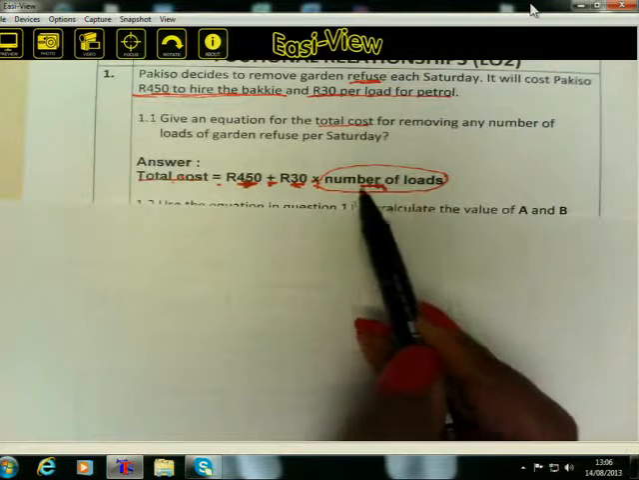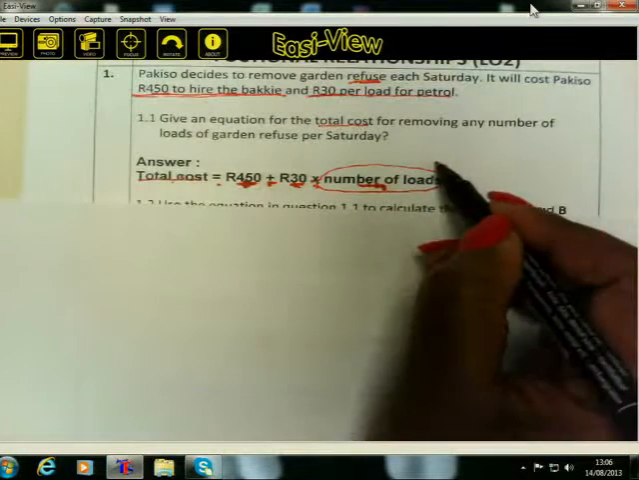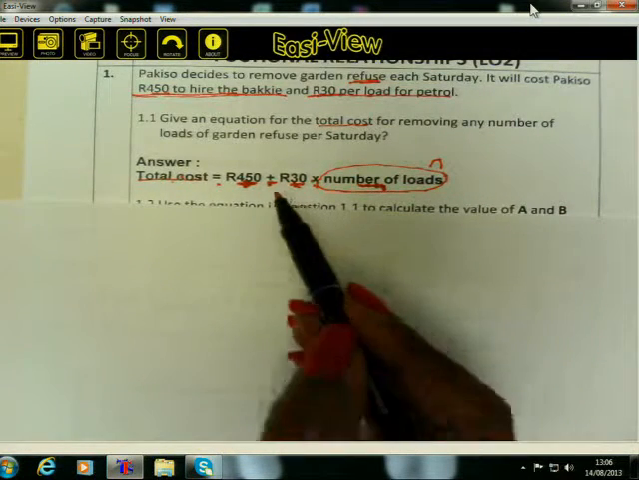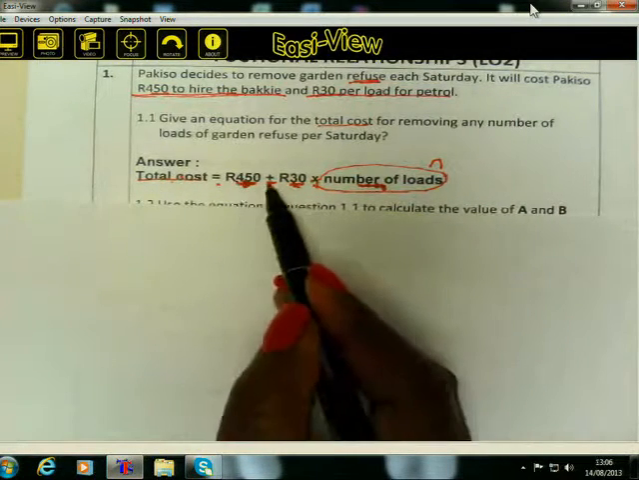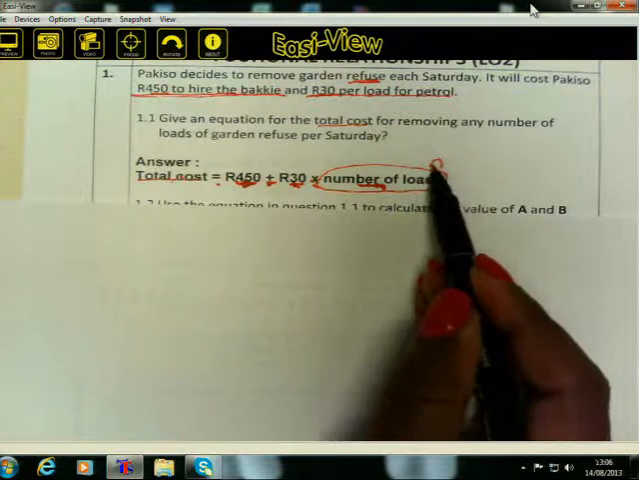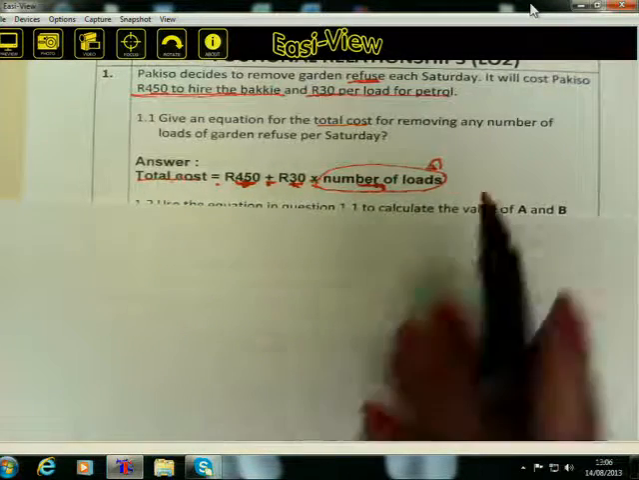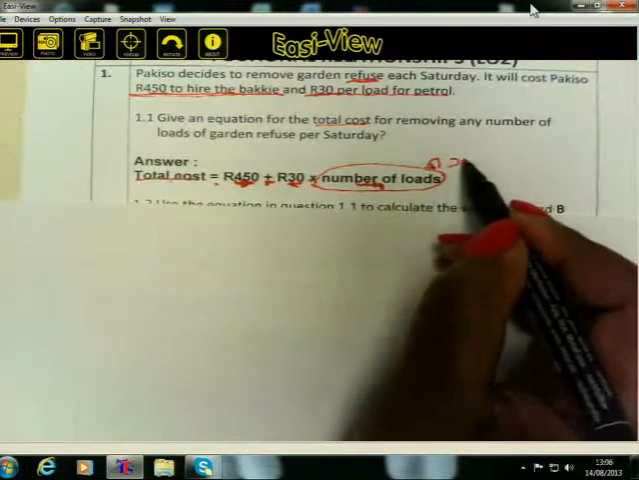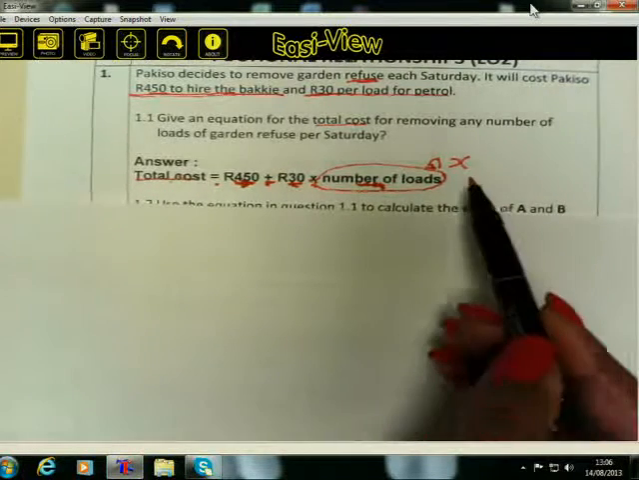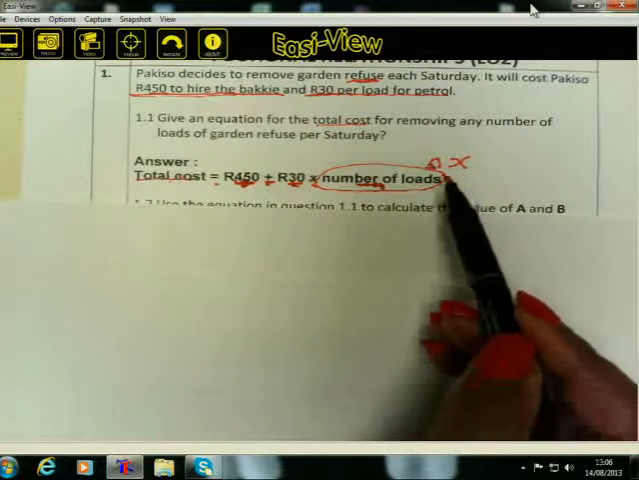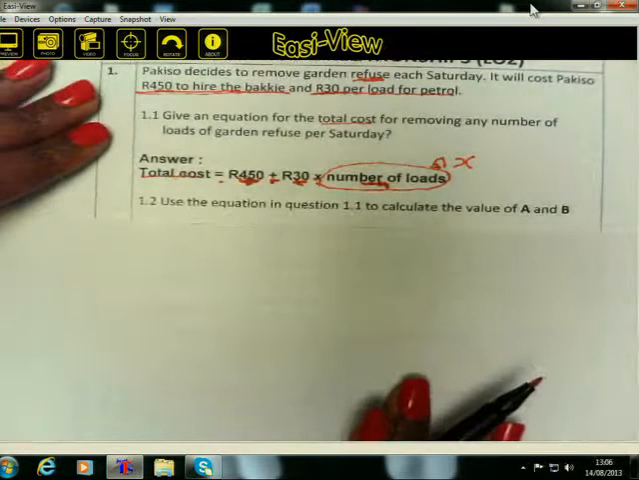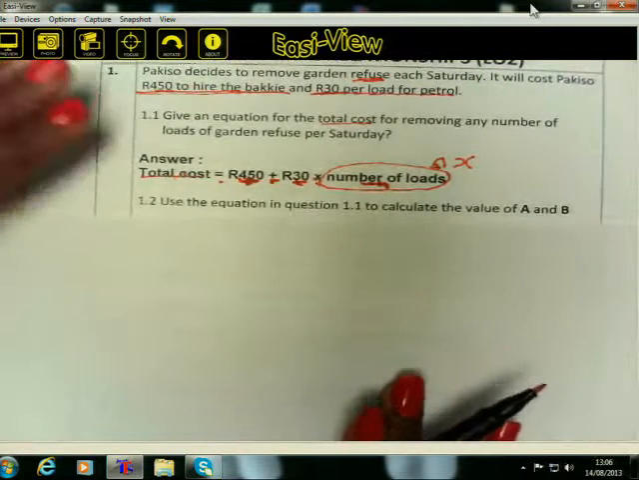In case you don't want to write number of loads, you put an n there. So you have 450 plus 30 rands multiplied by n. Remember, if you put a variable there, you must always explain somewhere what that n means. Or if you don't want to put n, you can put x. But somewhere you must explain what the x means. I hope you have captured that.